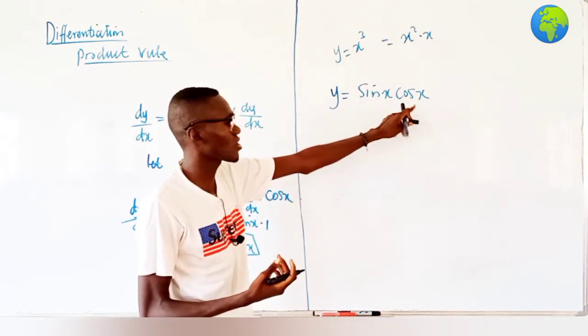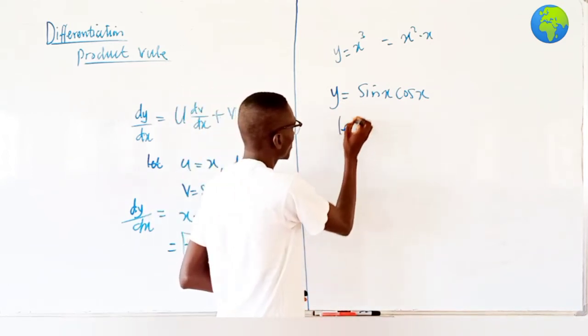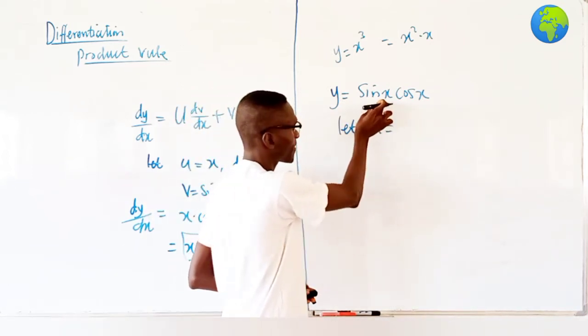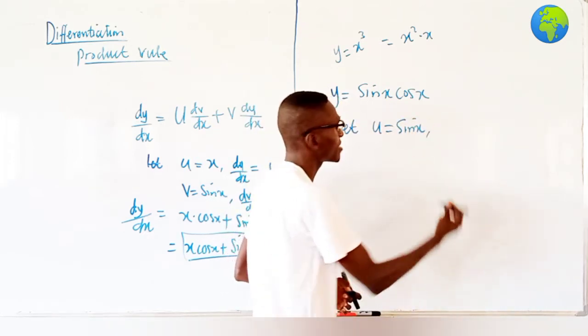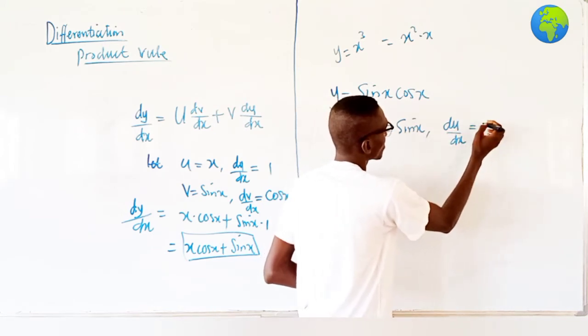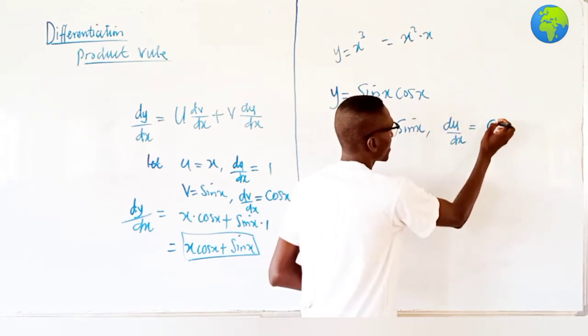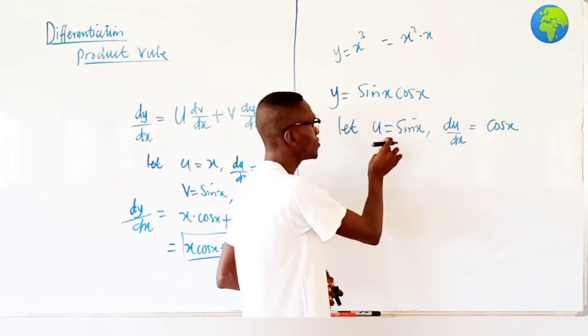So how about this type? We have sine x, cos x. So this one, you just let your u equal the first function, which is sine x, right? Immediately you're done with finding u, you go for your du dx, right? Du dx is what? The derivative of sine x, we said, is cos x. So immediately you are done with u, you are done with du.